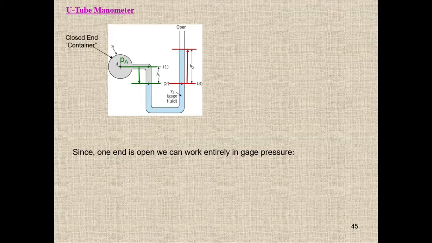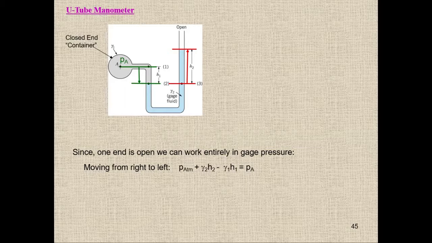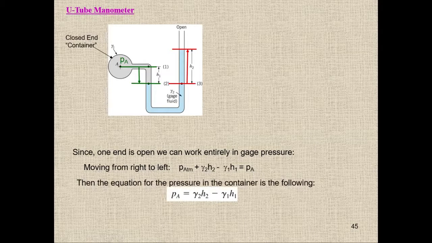So if I'm going to write the equation, it will be P atmosphere plus rho gh2 for this fluid up to here, and then jump from here to here, and then going up, so it will be negative rho gh1, equal to PA. Then I can rearrange this equation. Because I don't know the atmospheric pressure, it will be PA minus P atmosphere, which is the gauge pressure, so it will be rho g h2 minus rho g h1. This is h2 and this is h1, and in this way I can get the PA.